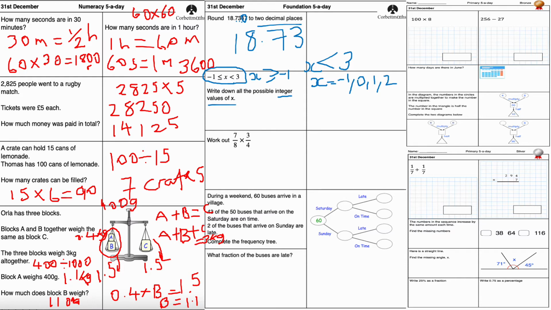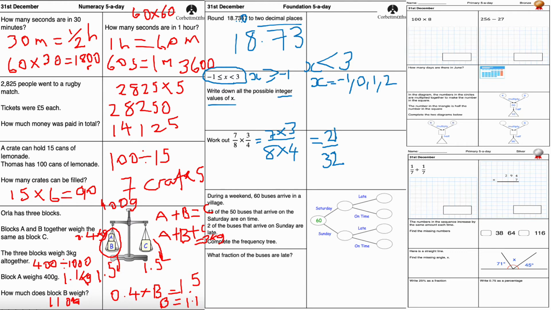Work out 7/8 times 3/4. When I multiply fractions, I just times the top numbers together and the bottom numbers together, and then simplify where possible. So 7 times 3 is 21, and then 8 times 4 is 32. And that can't be simplified because there are no common factors in either of those numbers. That's my answer. Right, guys, next question.